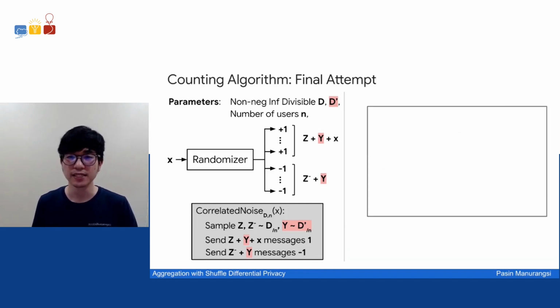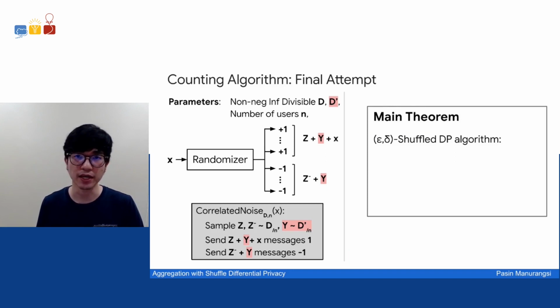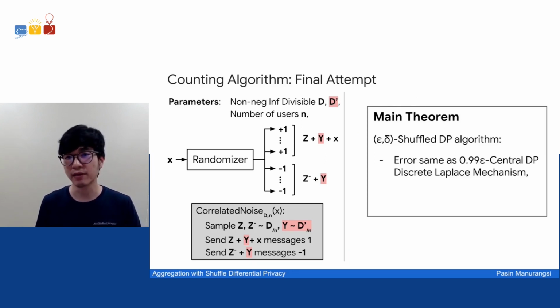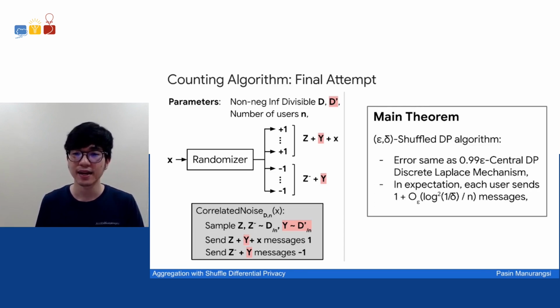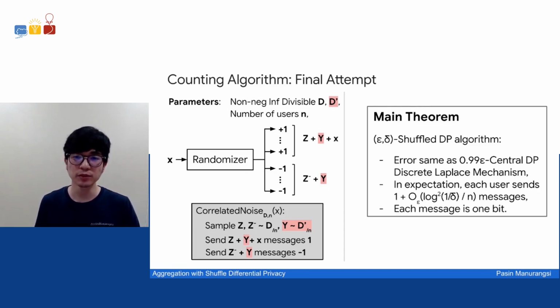Just to summarize, what we have is an epsilon delta DP algorithm in the shuffle model that has the same error as 0.99 epsilon DP discrete Laplace mechanism in the central model. And in expectation, each user sends just 1 plus order of log squared 1 over delta over n messages, and each message is 1 bit.